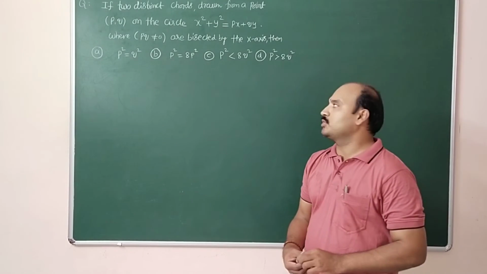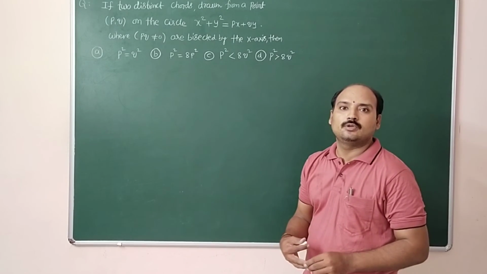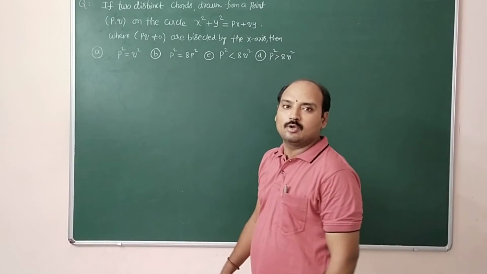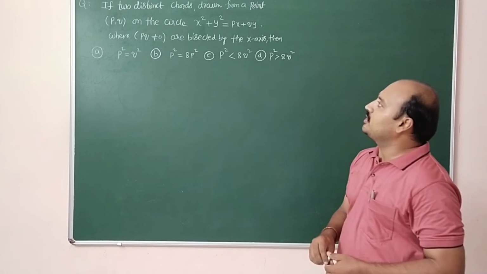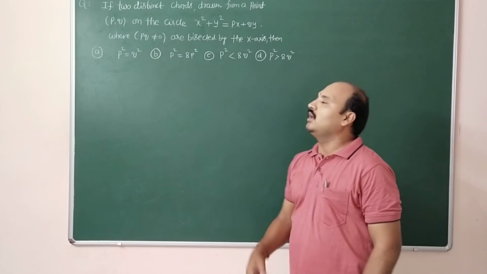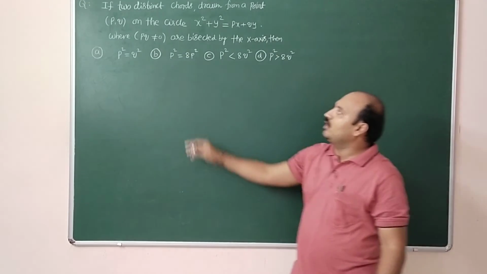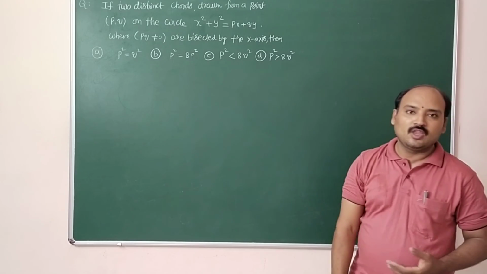Next question. This type of question we already discussed in this episode. Once again, repeat, because this is a previous AAA question. If two distinct chords drawn from the point (p, q) on the circle x² + y² = px + qy, where pq is not equal to 0, are bisected by the x-axis.